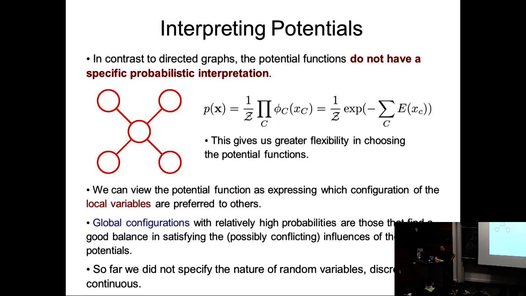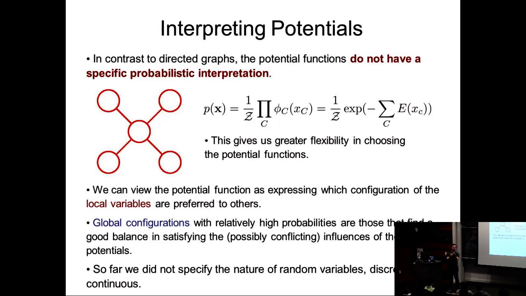The potential functions, again, do not carry any specific probabilistic interpretation. So in principle, you have some more flexibility in choosing potential functions. And you can view these potential functions as expressing configurations of the local variables. Which configurations of the local variables are preferred to others? So for example, you can incorporate the constraint by saying nearby pixels in the image should have the same value. So most of the time, that's the constraint.